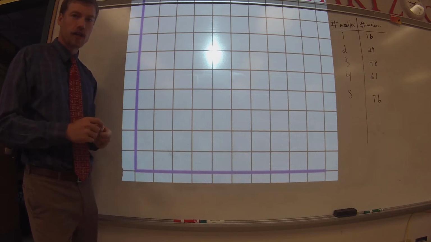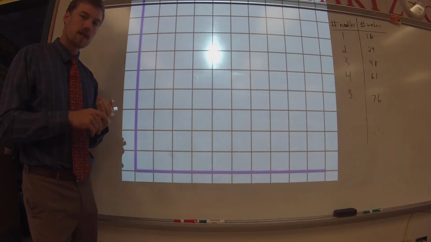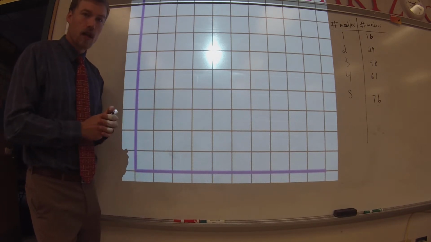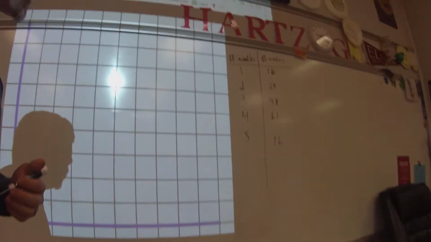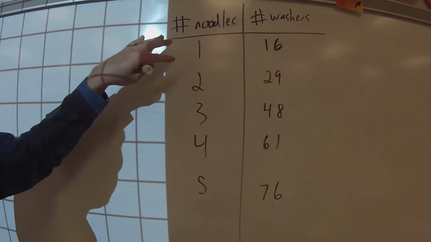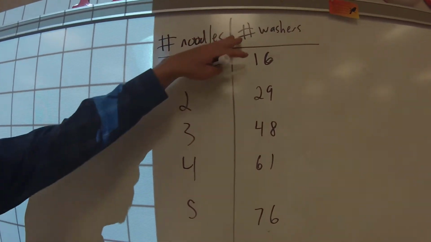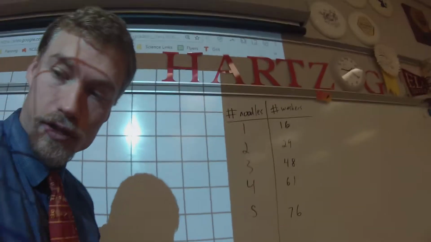Today we're going to be looking at how we make good graphs, then how we draw a line of best fit, and finally how we come up with a science equation based on our graph. This is the data that we're going to be working with. We've got our noodles, remember this is from our spaghetti lab, and then we've got our number of washers.